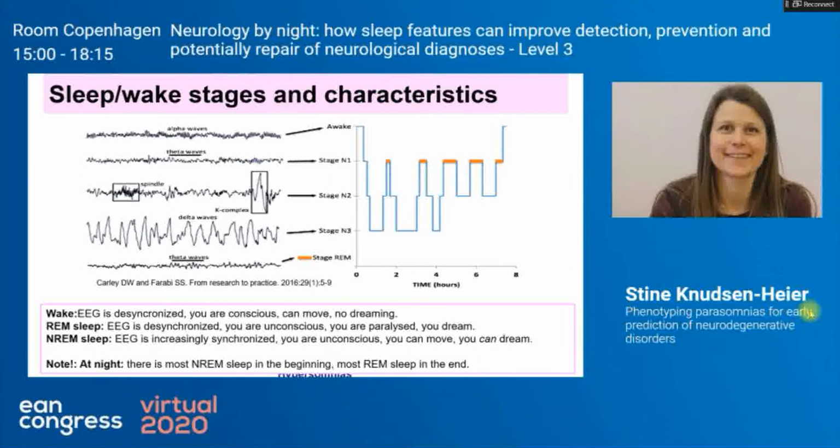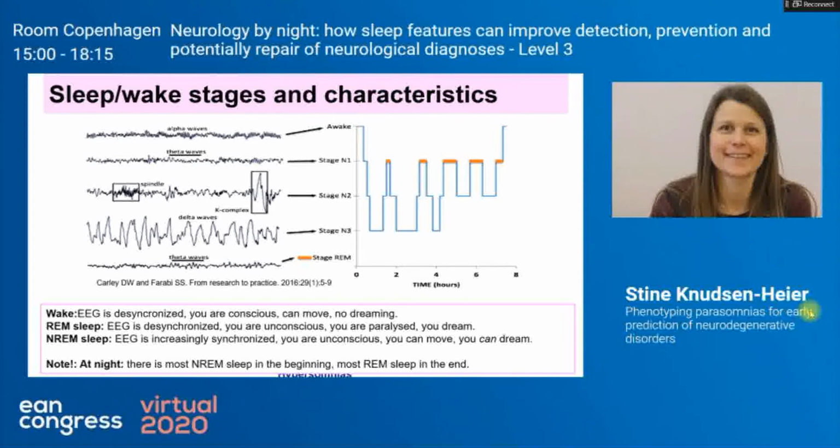And as you can also see on the hypnogram, there's most REM sleep in the end of the night and most non-REM and deep sleep in the beginning of the night. And this is a clue onto when some of these diseases that arise from specific sleep stages will occur during the night. For example, REM sleep behavior disorder, which we're going to hear much more about, most often occurs when there's most REM sleep, which is mostly in the end of the night.